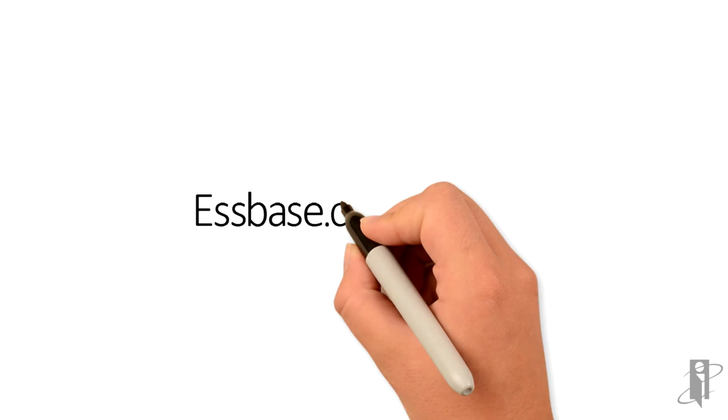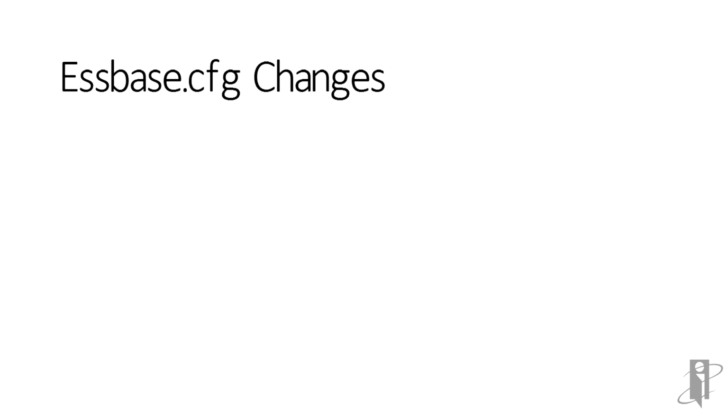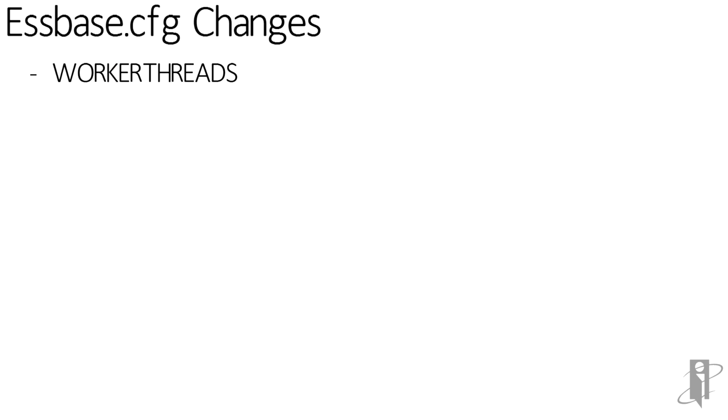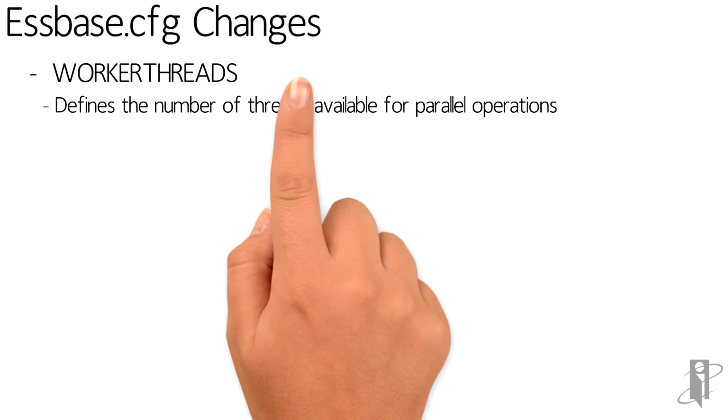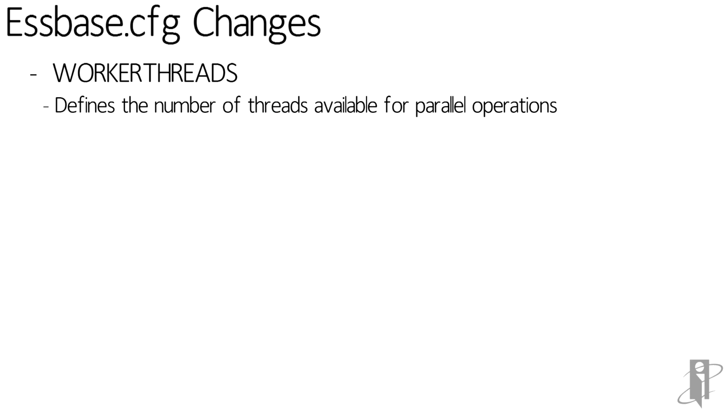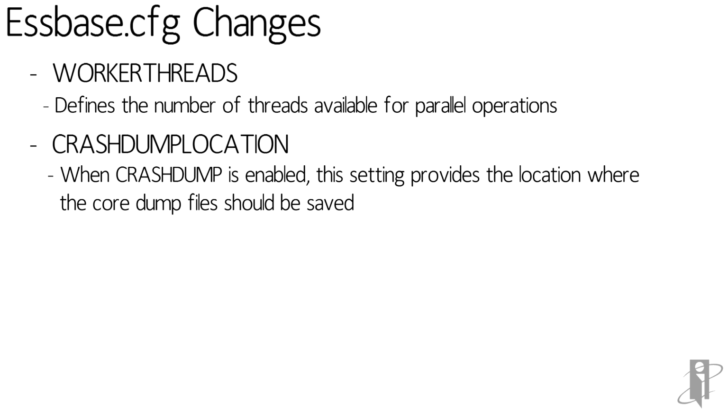Also in 11.1.2.4, we have some Essbase configuration changes. The worker threads function that we talked about earlier defines the number of threads available for parallel operations. There's a new crash dump location configuration setting. When this setting is enabled, it provides a location where core dump files should be saved. Core dumps are new to 11.1.2.4 and differ from an exception file, the XCP that you may be used to.